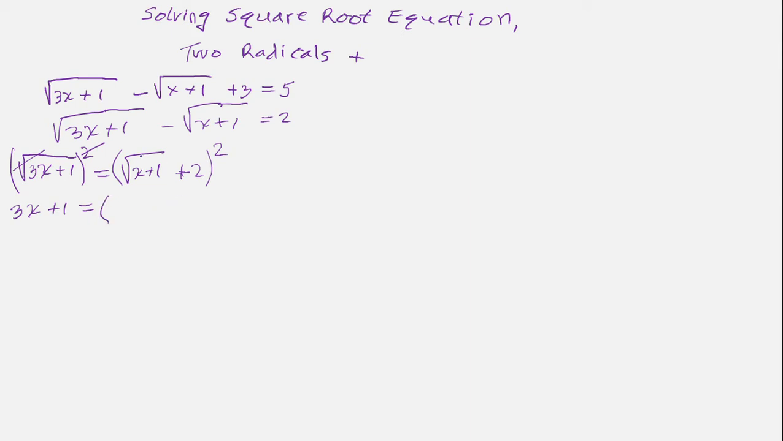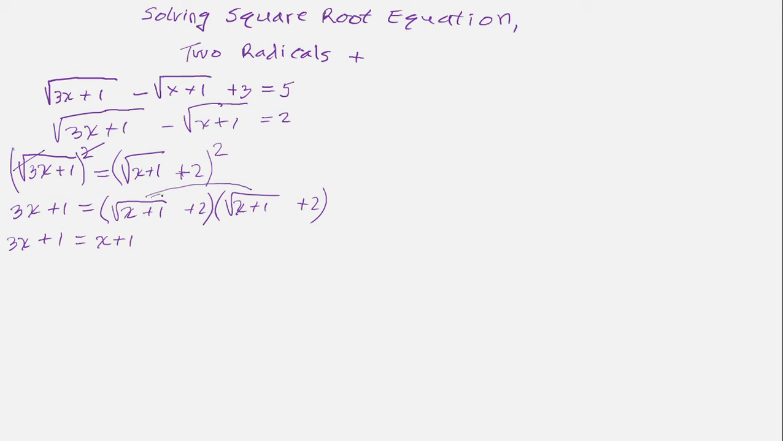The square means that there are two of these multiplying each other. So we have square root of x plus 1 plus 2, and then we have another one of those, square root of x plus 1 plus 2, multiplying each other. So that means we will have to distribute them, right? So square root of x plus 1 times square root of x plus 1 will just give us x plus 1 because the roots will multiply and get squared and then cancel.